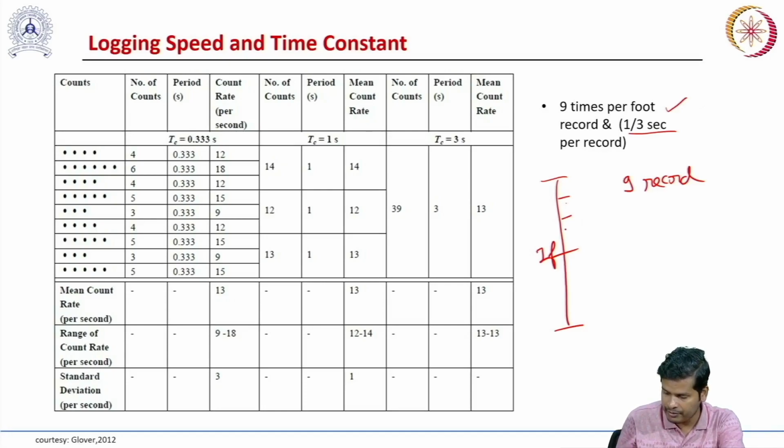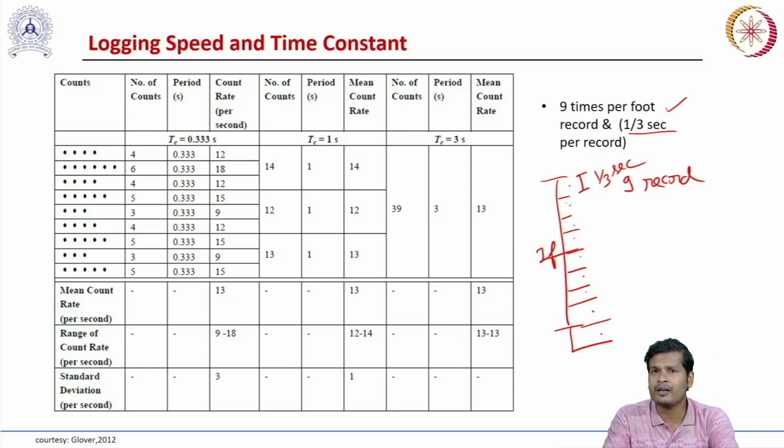This is 1, 2, 3, 4, 5, 6, 7, 8 and 9. And every 1 by 9 foot, how much time am I spending? 1 by 3 seconds. That means to take a record from a 1 by 9 feet interval of the formation, I am spending 1 by 3 seconds per record.